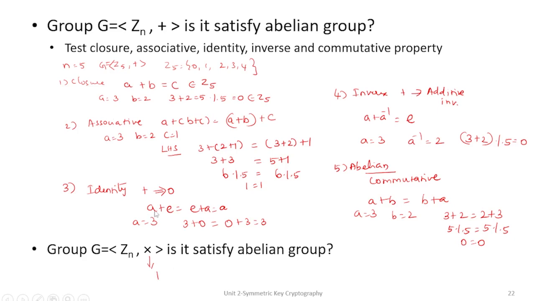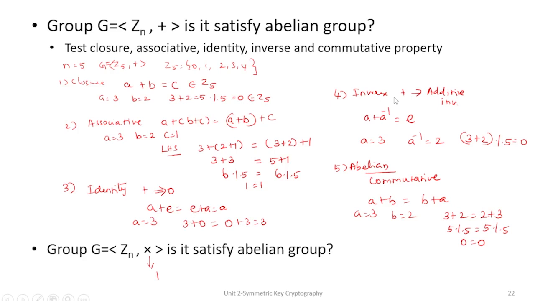So like that, the formula is A plus E equal to E plus A equal to A, where E is an identity element. Here we are taking the identity element as 0. So 3 plus 0 equal to 0 plus 3 equal to 3. So in this way, the identity property is satisfied. Then the fourth property is the inverse property.